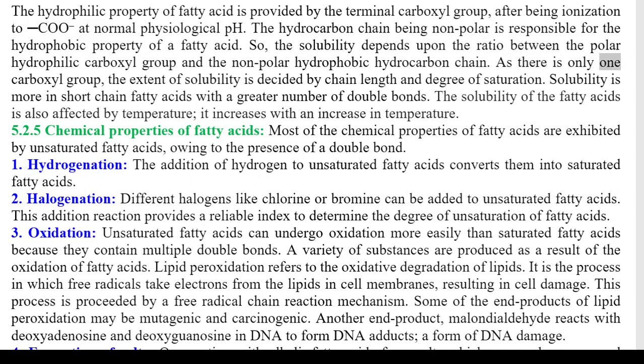As there is only one carboxyl group, the extent of solubility is decided by chain length and degree of saturation. Solubility is more in short-chain fatty acids with a greater number of double bonds. The solubility of the fatty acids is also affected by temperature; it increases with an increase in temperature.